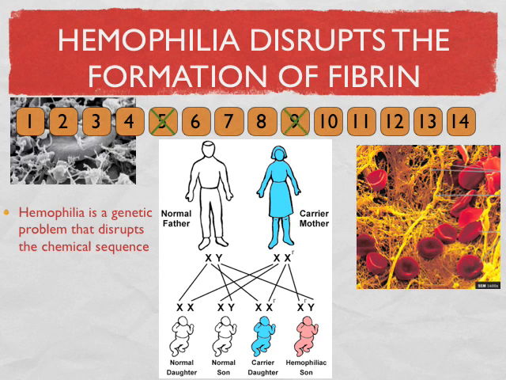In another form of hemophilia, it might be chemical number 9. But no matter what it is, these are disrupting the formation of fibrin. So we want to remember that platelets trigger that change of fibrinogen into fibrin to help form blood clots. Okay, so that's platelets.